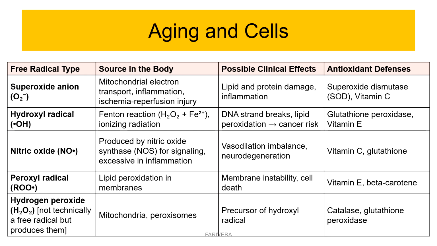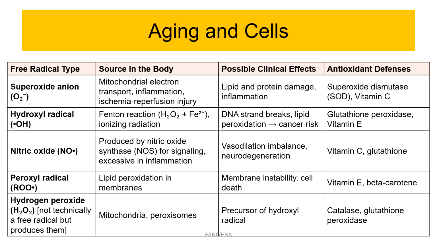Now, our last slide identifies the several reactive molecules associated with oxidative cellular damage. This includes superoxide anion. We have also hydroxyl radicals, nitric oxide, peroxyl radicals, and hydrogen peroxide. Okay, so hydrogen peroxide is not technically a free radical, but it can contribute to the formation of highly reactive molecules. These substances may damage DNA, proteins, and cellular membranes.